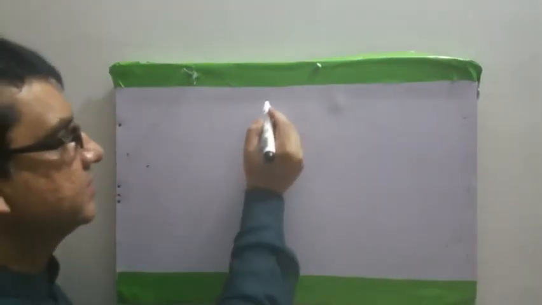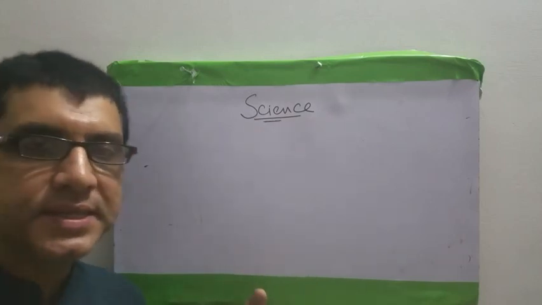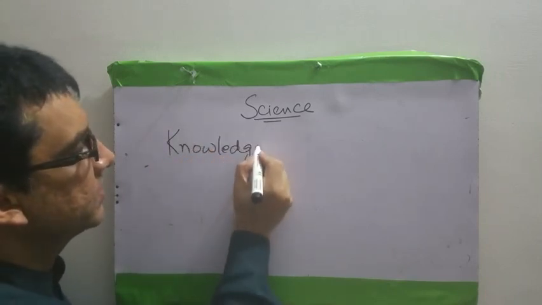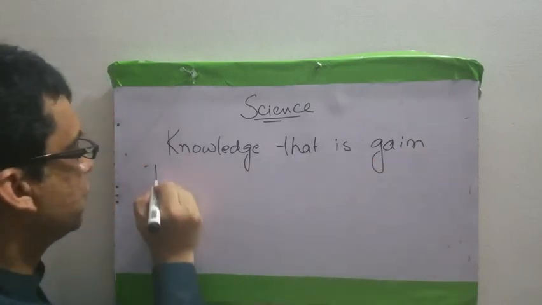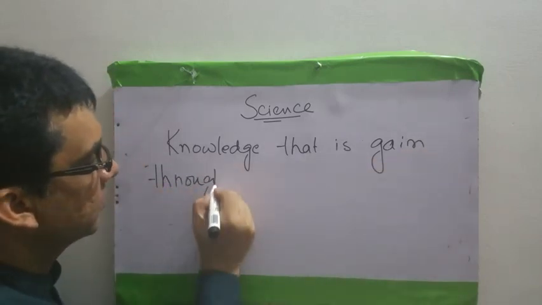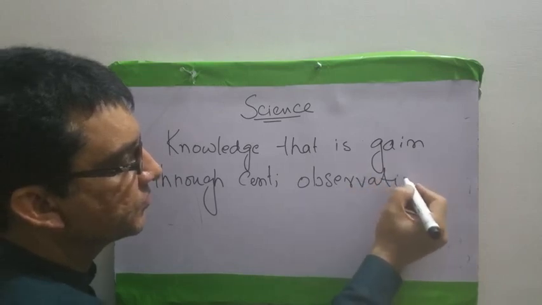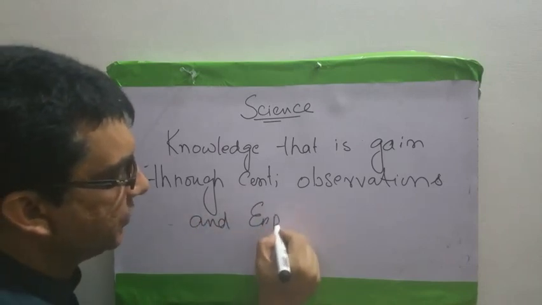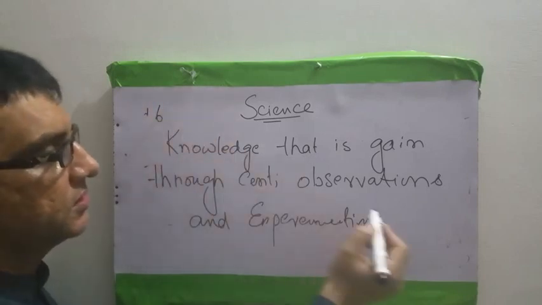So let's start. First of all, the word is science. Science is a knowledge that is gained through continuous observations and experimentation. So that knowledge is called science.